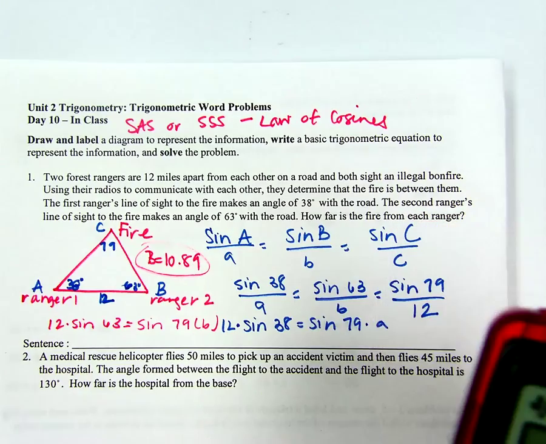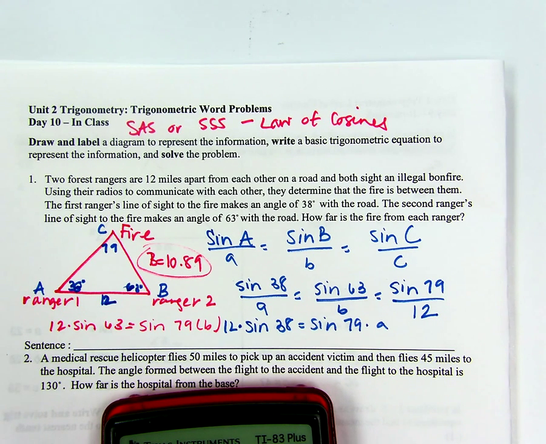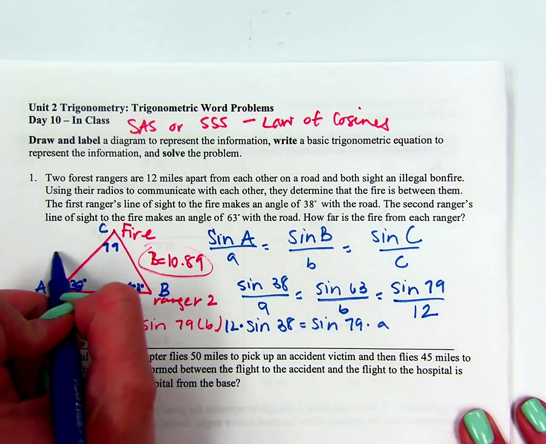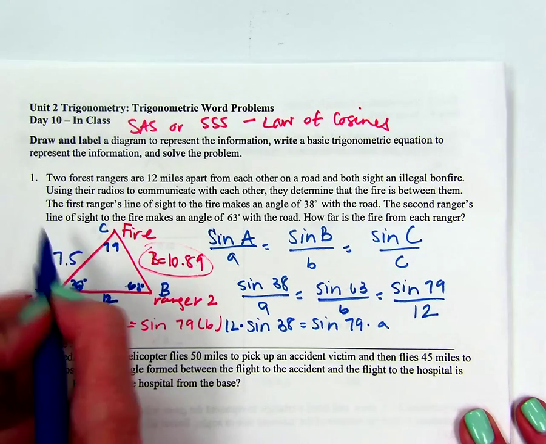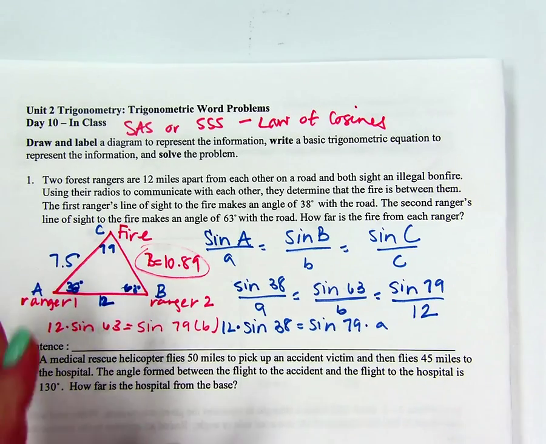So again, I'm going to do that in my calculator. I'm going to do 12 times the sine of 38, and then divide that by the sine of 79 to get my answer for A. And then A is 7.52. Oh, 7.5. Yeah, so 7.5 is good there.